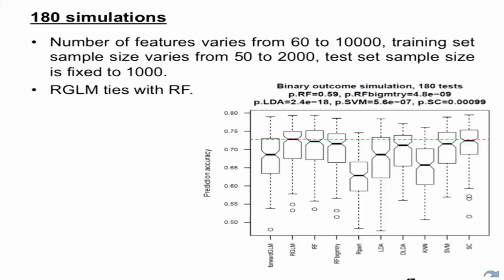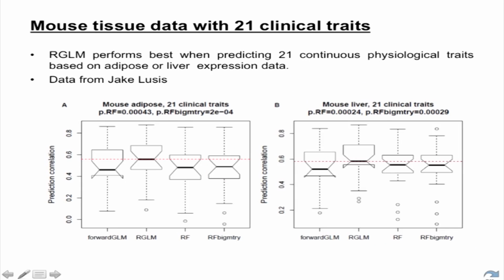All right, we of course also evaluated these methods on simulation. So this is the result over 180 simulations. And again, we find the random GLM, if not tying for first place, really outperforms many of these other approaches. And then we also applied it to mouse tissue data, where my colleague Jake Lucis studied physiologic traits, for example, insulin levels, HDL, and so on.